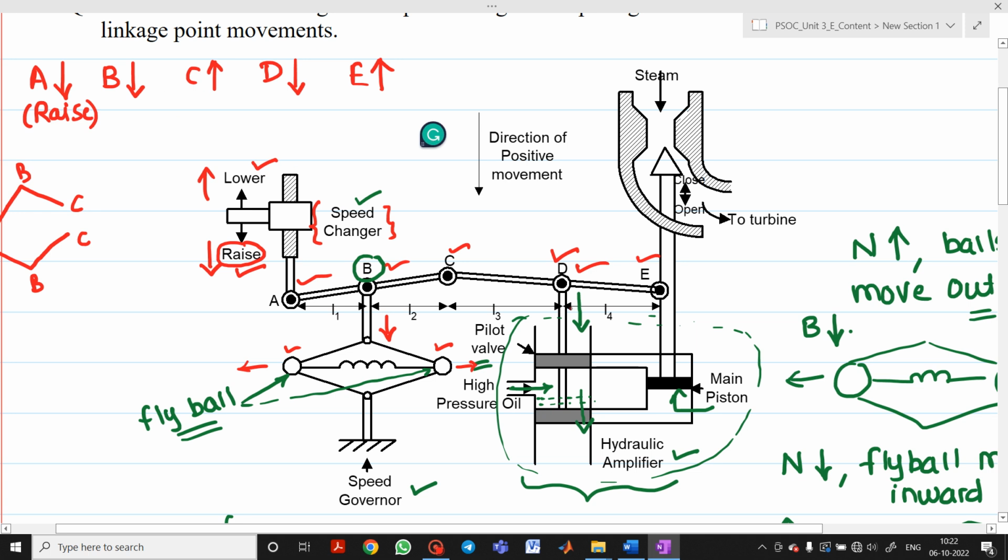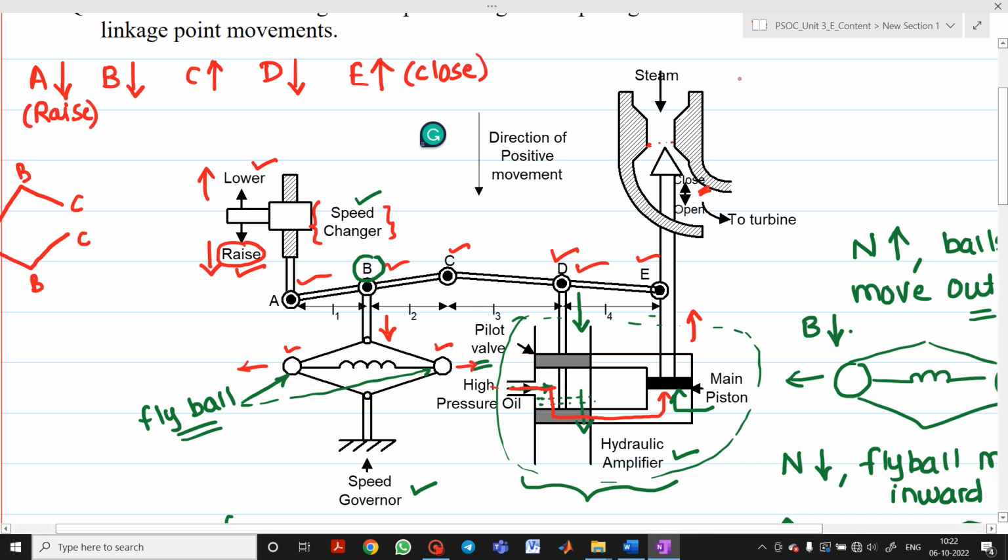Now what happens to this point D? As the high pressure oil will enter from this region towards this region, if you see, this D will move in the downward direction. So this D moves in the downward direction, and here the point E will move in the upward direction. So whatever will be the steam inlet, that will be closed. So I can write it here, it will be closed. So this is the case when the speed will be more.